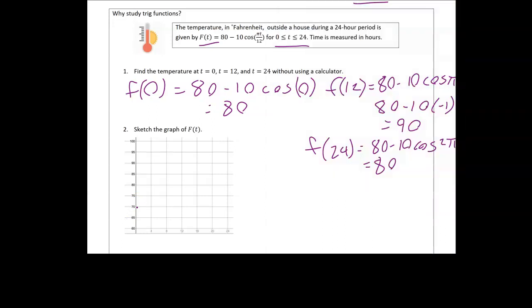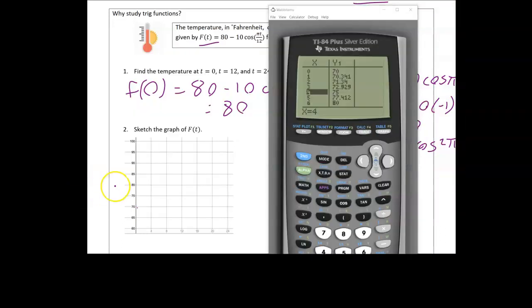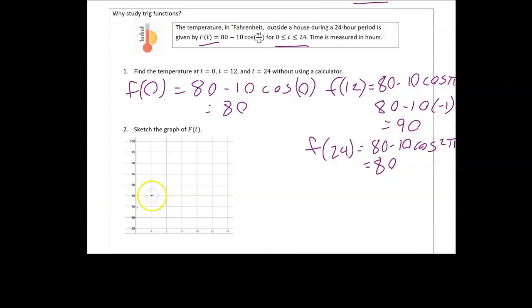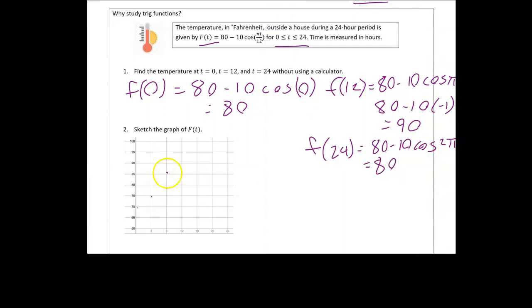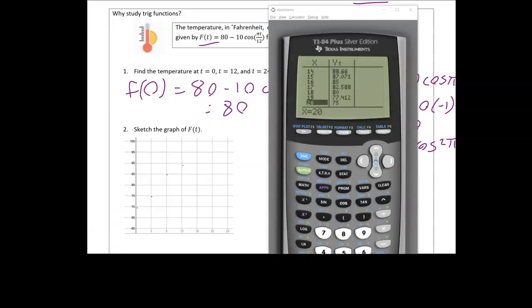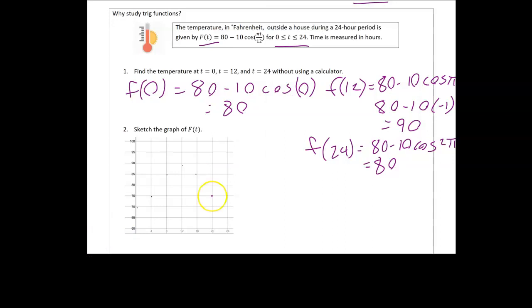And then at 4, I can plot 75, and so on and so forth. At 8, I'm going to plot 85. And you can make this graph yourself too on your calculator using the chart. At 12, I get 90. And then it starts to go back down. So I get 85, 75, and then back down to 70 at 24.